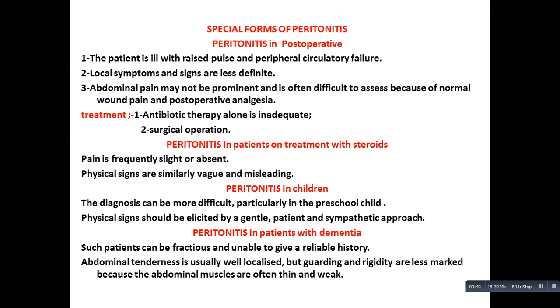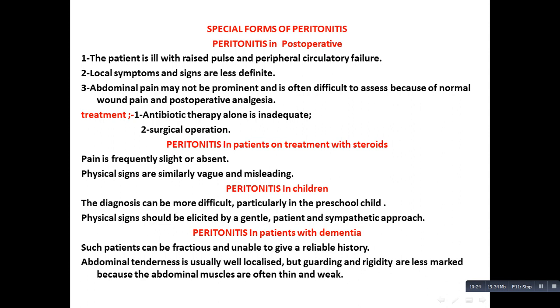In peritonitis in patients treated with steroids, pain is frequently slight or absent. Physical signs are vague and misleading. In peritonitis in children, the diagnosis may be more difficult, particularly in the preschool child. Physical signs should be elicited by a gentle, patient and sympathetic approach. Patients with dementia can be fractious and unable to give a reliable history. Abdominal tenderness is usually well localized and rigidity is less marked.